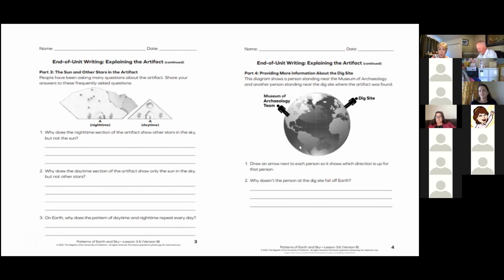On part 4, you're getting to that standard about down being towards the center of the Earth. And so students are going to draw an arrow next to each person to show which way is up for them, and then answer the question about why this person does not fall off the Earth over here. So they've got short answer sections, and here they're drawing arrows.